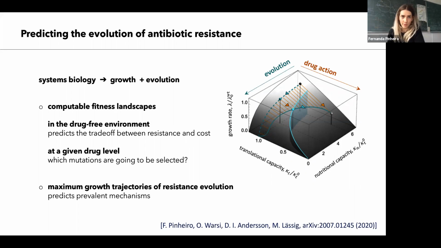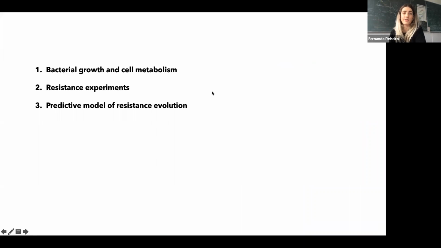To do that, the first thing that I'm going to talk about is this framework that establishes a correspondence between systems biology and bacterial growth. Then I'm going to talk about the resistance experiments that we did, and then I do predictions.